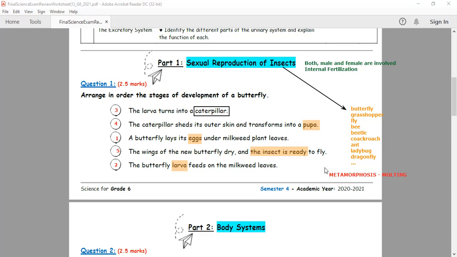Metamorphosis is the group of changes that the animal goes through. It goes to the pupa, then it becomes a larva, then a pupa, and from the pupa to the adult. So all of these changes in the body, we call them metamorphosis. Molting is the shedding of the exoskeleton.